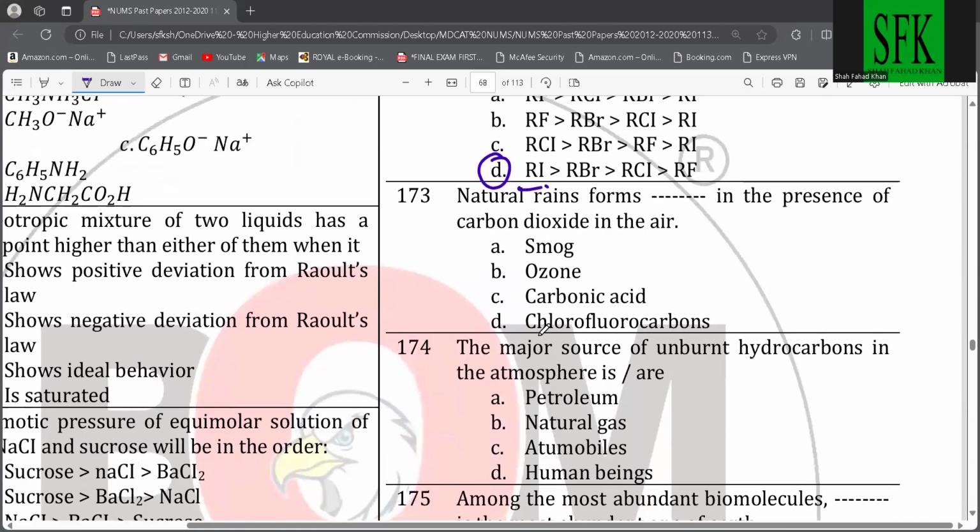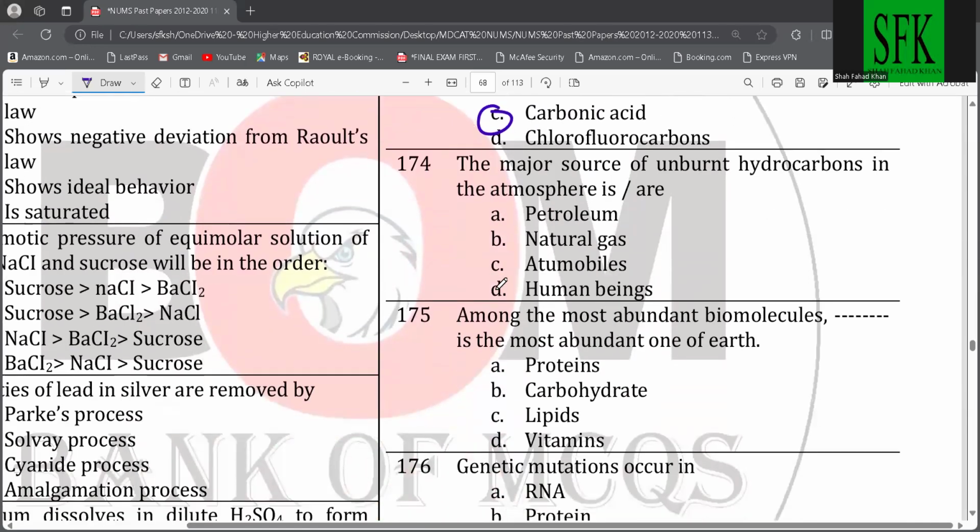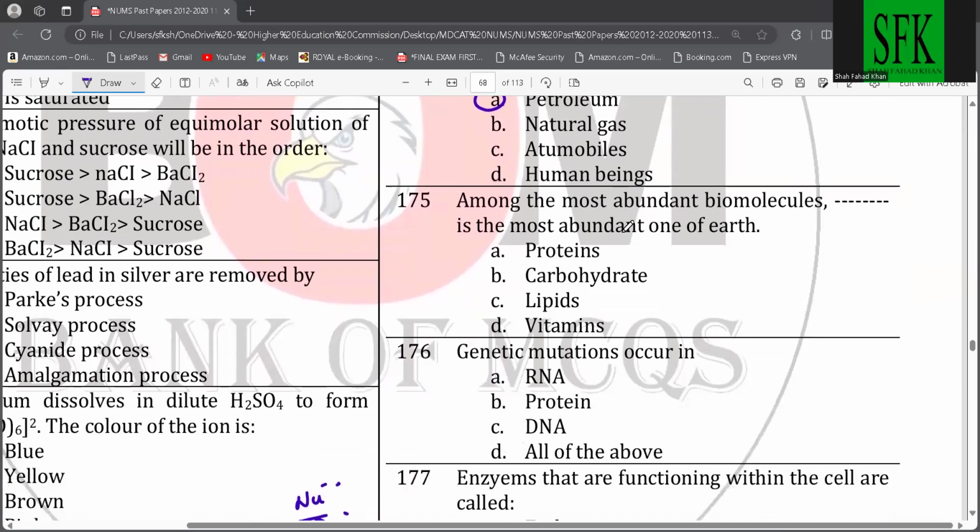Natural rain forms dash in presence of carbon dioxide in the air, carbonic acid. When carbon dioxide dissolves in rainwater, it forms carbonic acid. The major source of unburned hydrocarbons in the atmosphere is petroleum. Among the most abundant biomolecules, carbohydrate is most abundant.